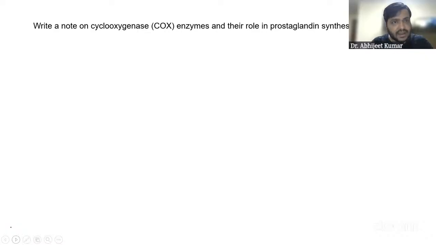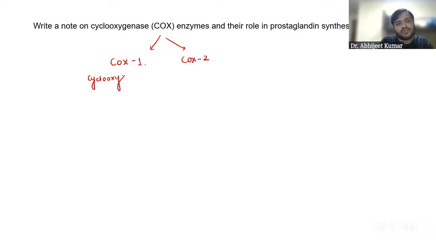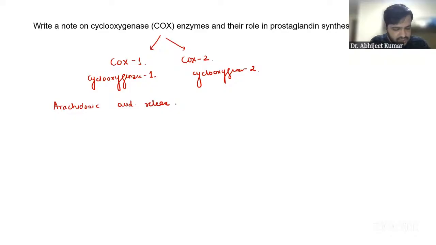Coming on to the next one, that is the note on cyclooxygenase enzymes and their role in prostaglandin synthesis. So basically we have COX-1 and COX-2. We have already discussed this in detail, that is cyclooxygenase 1 and cyclooxygenase 2, right? So obviously we have already discussed that arachidonic acid is released basically from the phospholipids of the cell membrane by the enzyme phospholipase A2.